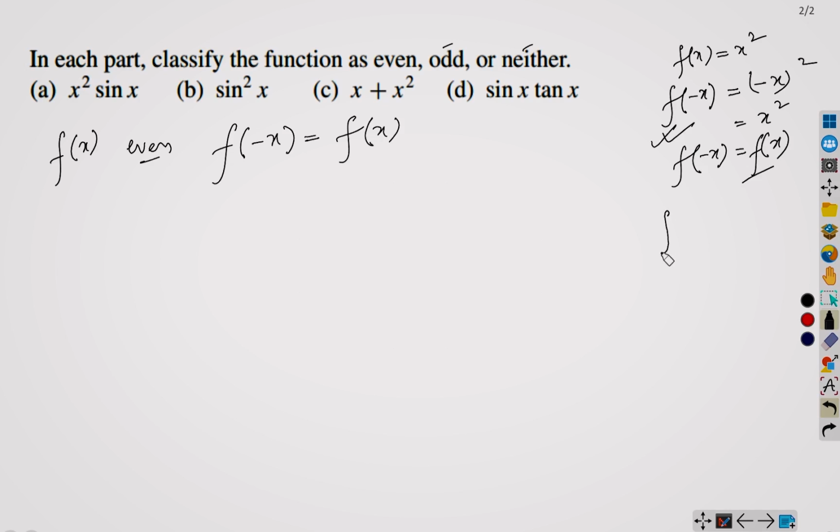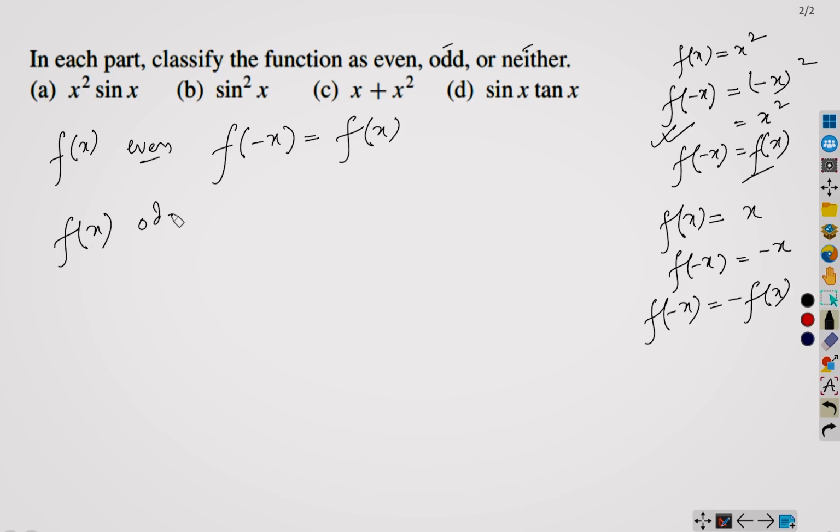Similarly, let's say f of x equals x. f of minus x equals minus of x. We obtain here this as minus of f of x. f of minus of x equals minus of f of x. Now, a function of this type is called an odd function. Okay? When we have f of minus of x equals minus of f of x, this type of function is known as an odd function. So, f of x equals x is an odd function.